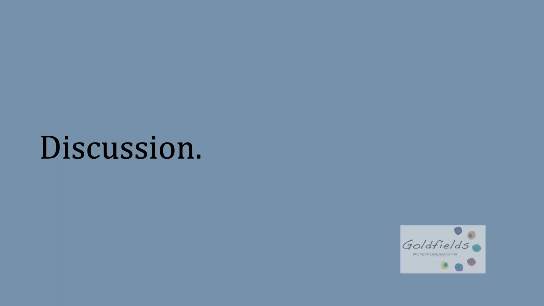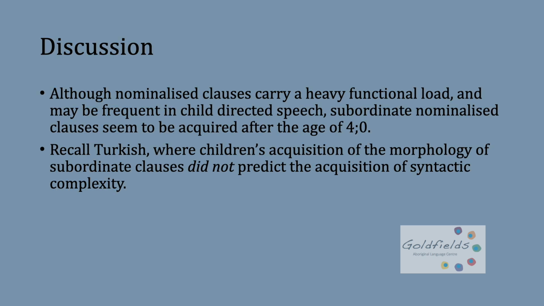Okay, so bringing this back to the cross-linguistic discussion that we introduced at the beginning of this presentation. Although nominalised clauses may carry a heavy functional load and therefore may be frequent in child-directed speech, it certainly does not appear that this is precipitating the acquisition of subordinate nominalised clauses. The vast majority of nominalised clauses and subordinate clauses are observed after the age of 3.5, which is very much in line with that English and Turkish data that we saw at the beginning of this presentation.